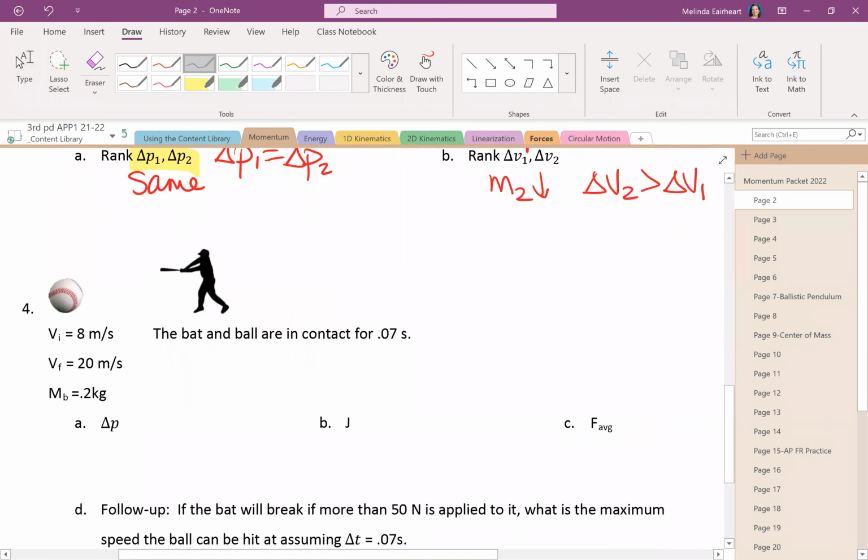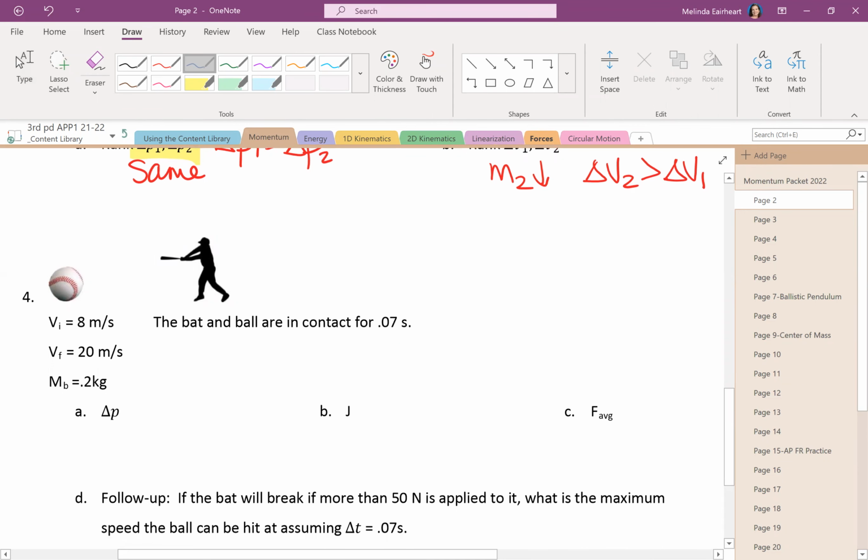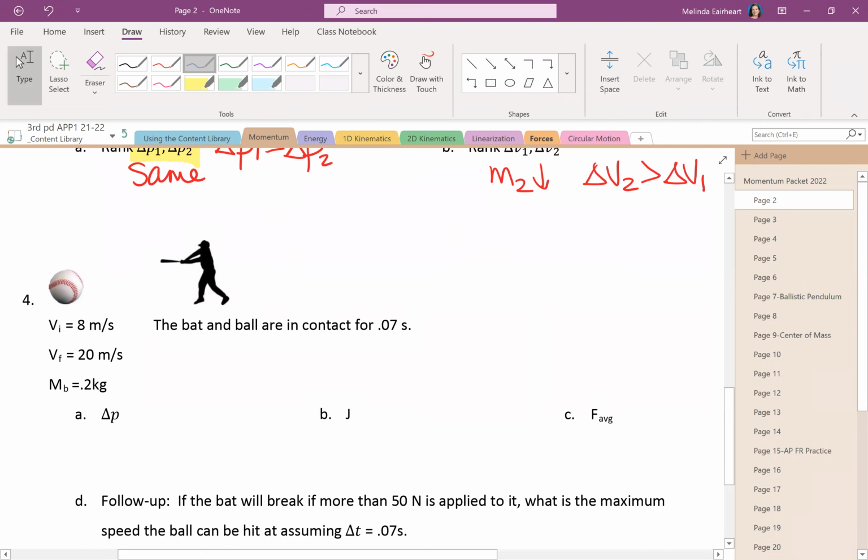Okay, let's do a little bit with numbers. So hopefully there's a calculator nearby. We'll have a little bit of calculations today, mainly concepts, but have a calculator ready. Let's talk baseball. We're going to hit the baseball. So the pitcher throws the ball towards the plate, home plate. The batter hits it, right? Initial velocity of the baseball is 8 meters per second. Final velocity is 20 meters per second.